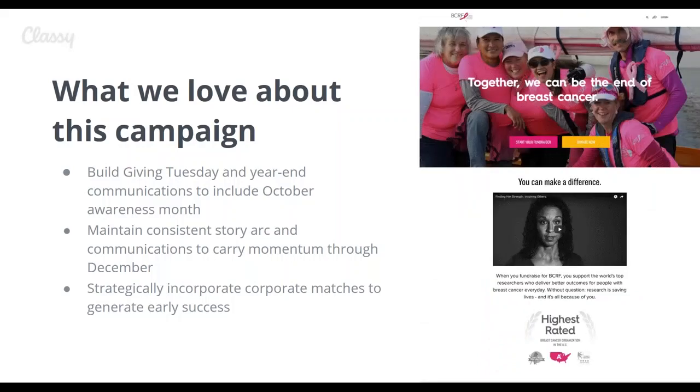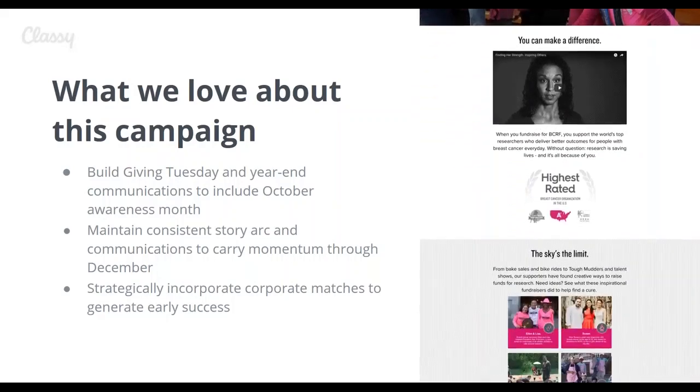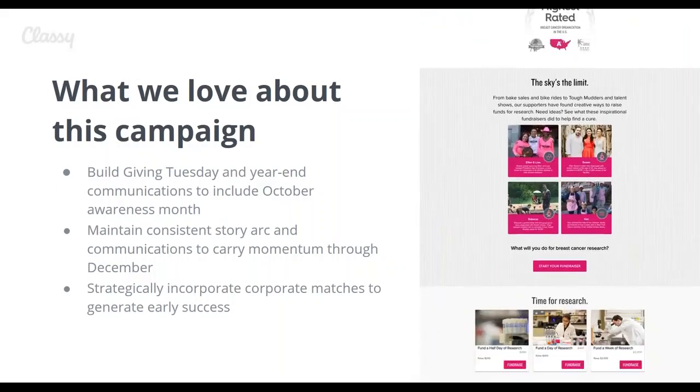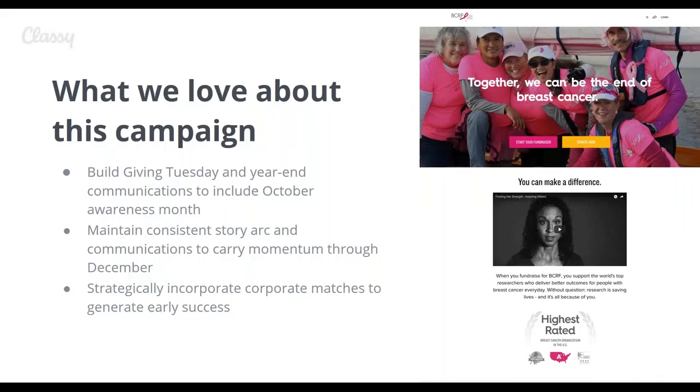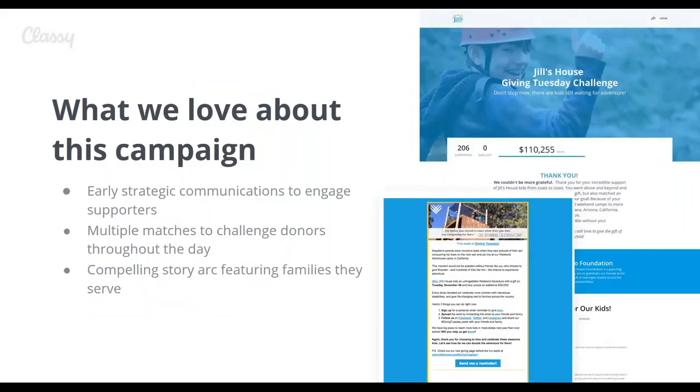They continue to develop their campaign story arc into Giving Tuesday and year-end donations to drive donations all the way up through the end of the year. Even though Giving Tuesday is a single day of giving, you should begin your outreach at the beginning of November regardless. Jill's House did an excellent job of this and raised triple the goal that they had set for themselves.